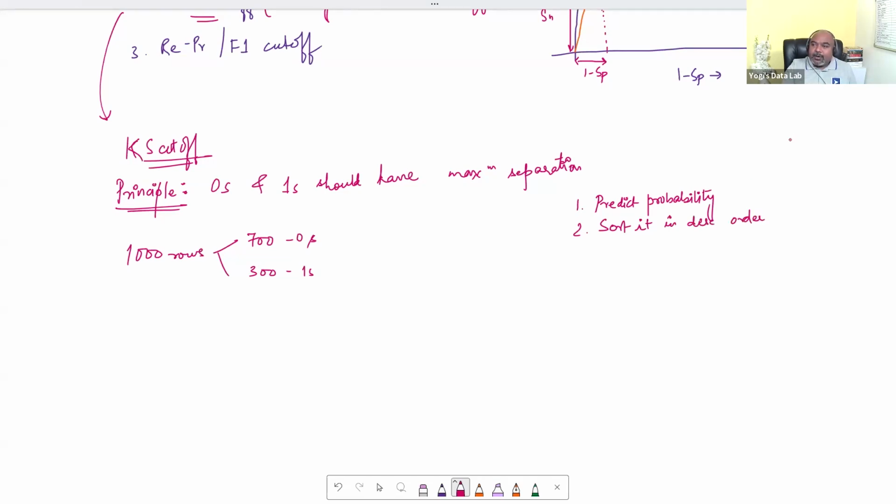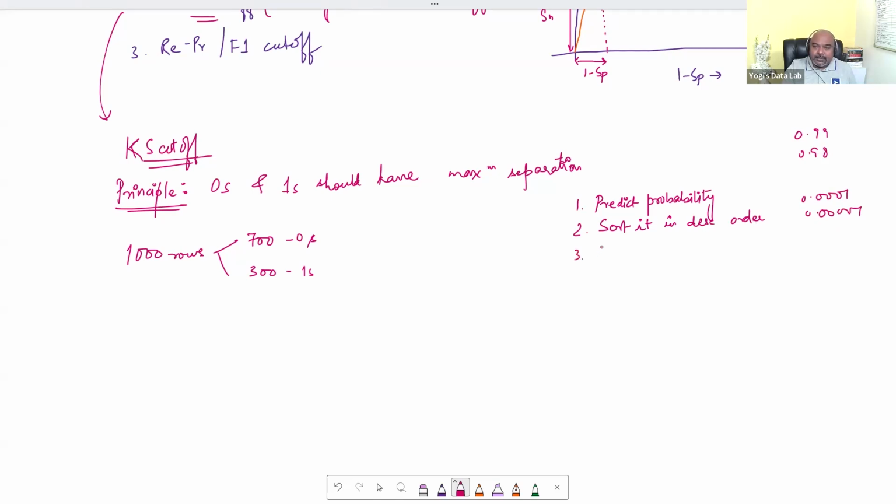So when I have predicted the probability and sorted them in descending order, you'll see that the higher values, which are most probably ones, are going to be on the top, and the smaller values, which I'm going to classify as zeros, are going to be at the bottom. So I'm sorting them in descending order.